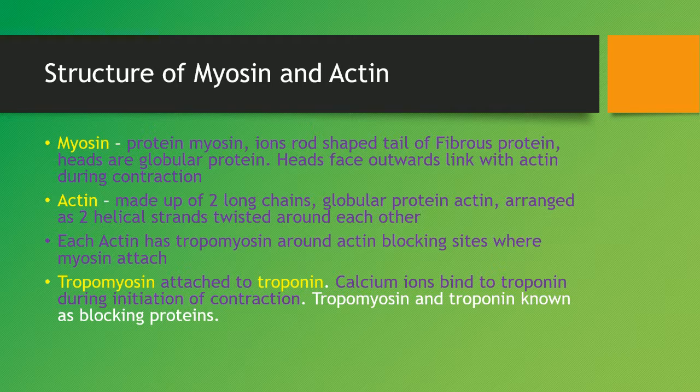Actin is made up of two long chains of a globular protein, and they are arranged as two helical strands which are twisted around each other. Each actin has something called tropomyosin around each actin blocking site where myosin will attach. Tropomyosin is attached to troponin, and calcium ions will bind to troponin during the initiation of contraction. Tropomyosin and troponin are known as blocking proteins.